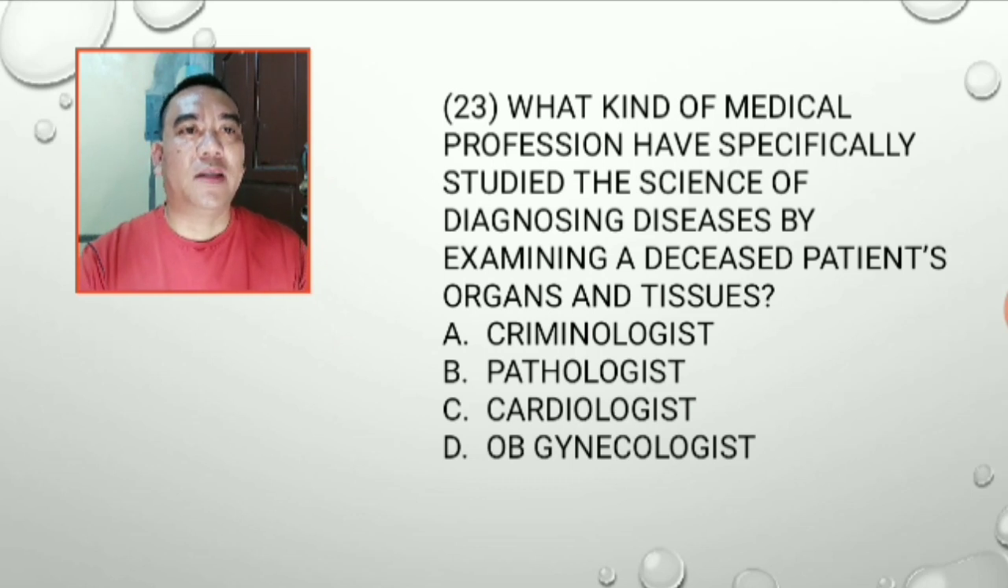What kind of medical profession has specifically studied the science of diagnosing diseases by examining a diseased patient's organs and tissues? A. Criminologist, B. Pathologist, letter C. Cardiologist, or letter D. OB-Gynecologist. 24.